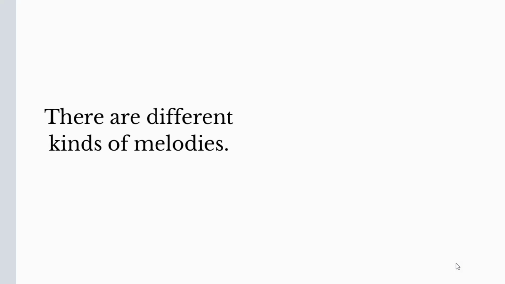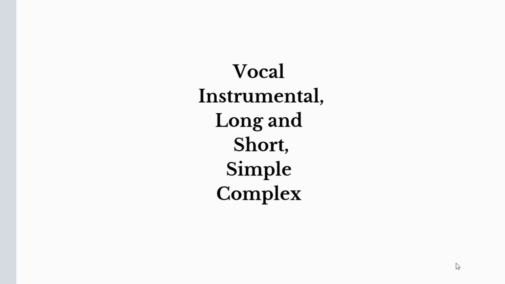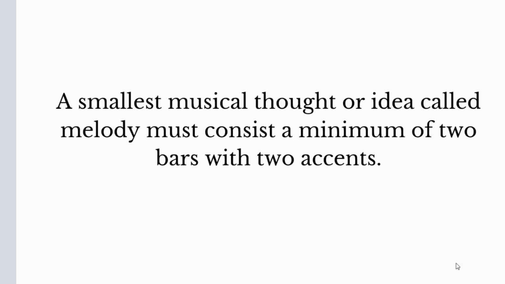There are different kinds of melodies. Number 1, vocal melody, instrumental melody, long and short melody, simple and complex melody. The smallest musical thought or idea, called a melody, must consist of a minimum of 2 bars with 2 accents.